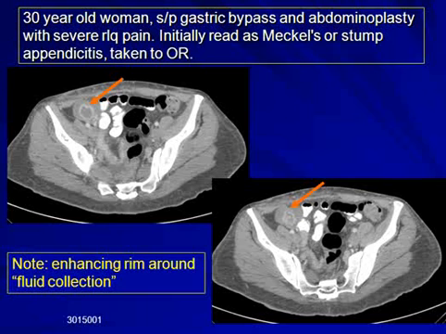Here's an example of a recent case of a 30-year-old woman who was status post-gastric bypass and abdominoplasty. She presented with severe right lower quadrant pain and had a CT of the abdomen and pelvis. The orange arrow points to what was initially thought to represent either an inflamed Meckel's diverticulum or a stump appendicitis with an enhancing ring-like structure here, and she was taken to the operating room. Note the enhancing rim around a, quote, fluid collection.